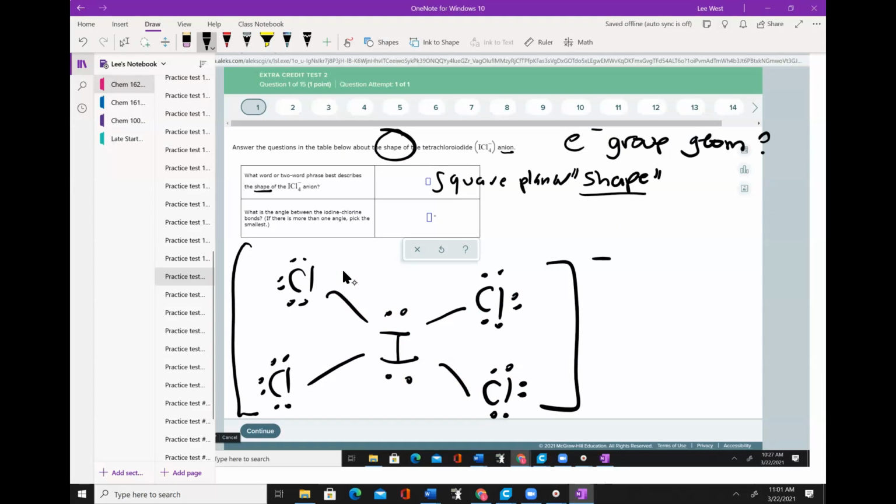And then we go, what is the angle between the iodine chlorine bonds? Well, it was 90 degrees, and they give a little bit of a warning. It says if there's more than one angle, pick the smallest, and that would be if you had your trigonal bipyramidal where you've got 90 and 120, right?